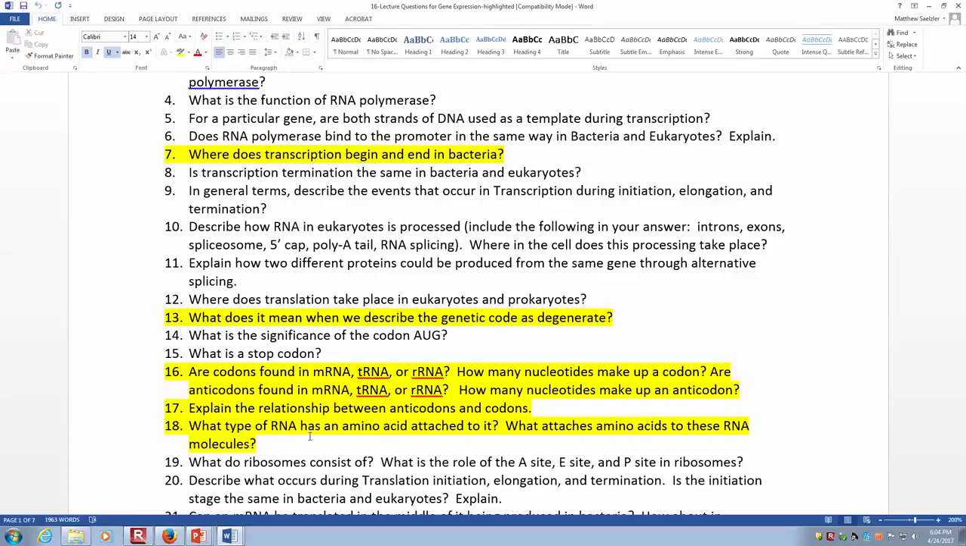The second part of that question, what attaches amino acids to these RNA molecules? We talked about a class of enzymes, and their job in the cell is to attach a particular amino acid to a particular tRNA molecule. It starts with an A. Yeah, aminoacyl tRNA synthetase, not acyl. So aminoacyl tRNA synthetases.